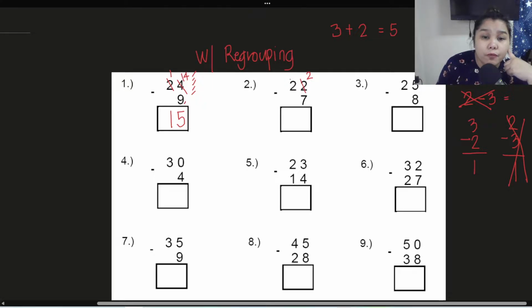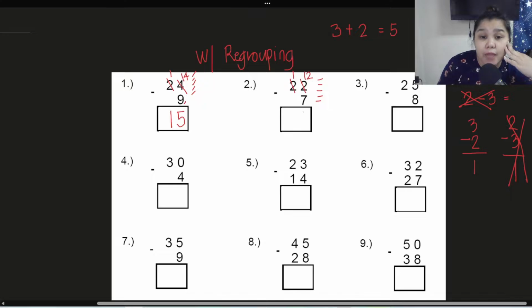We have 2, pahiramin siya, so this will become 1. Nabawasan lang. Then lagyan na ng 1 sa katabi. Automatic, from 2, naging 12 kasi nanghiram ng 10. So, we borrow 10. 12 minus 7, count up natin. 7, 8, 9, 10, 11, 12. So, how many?